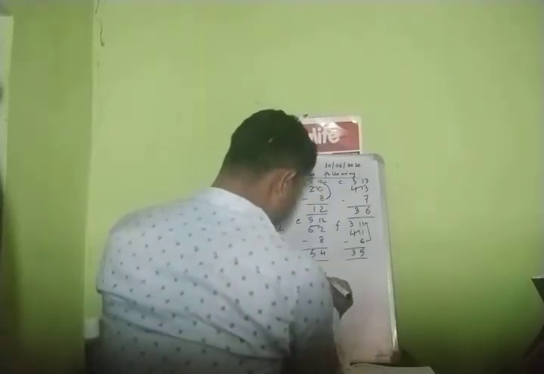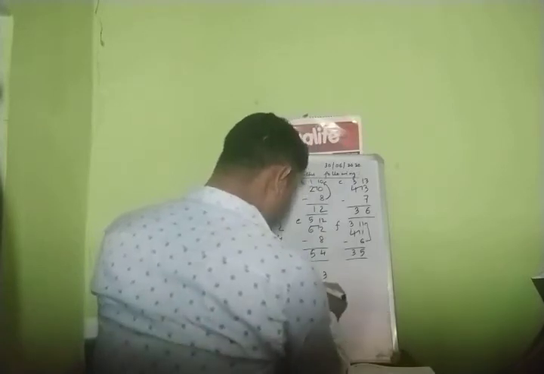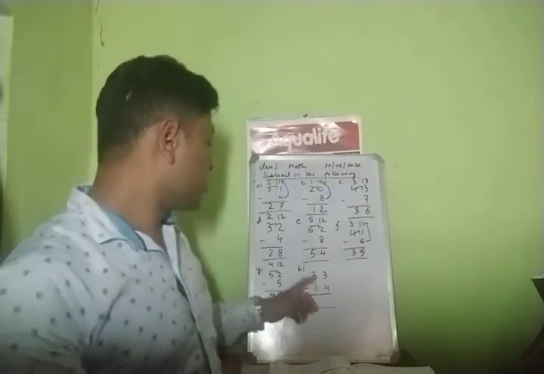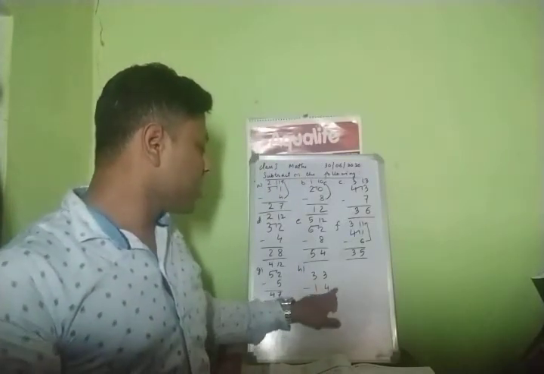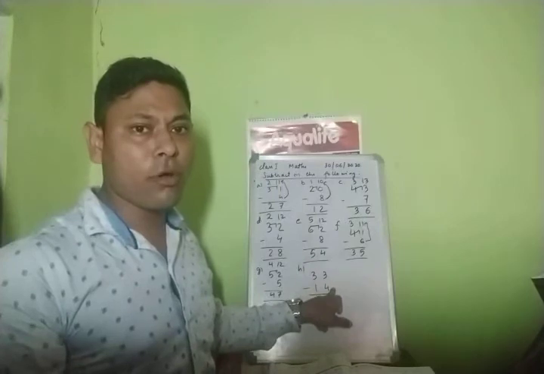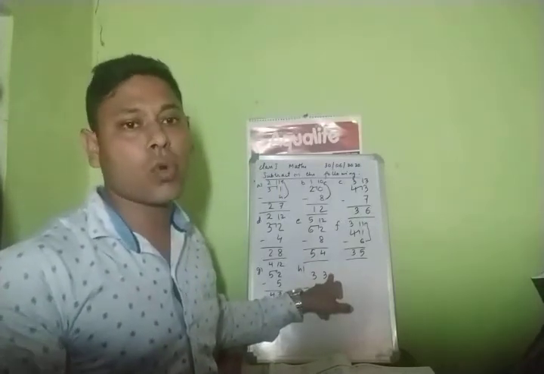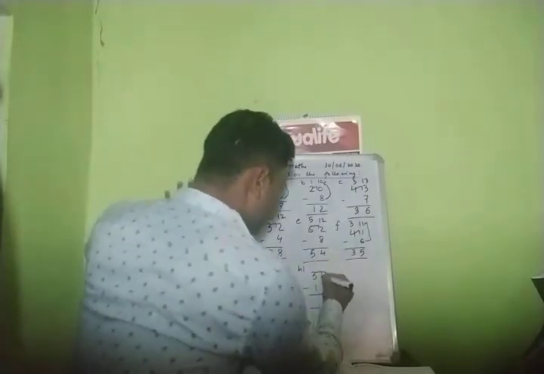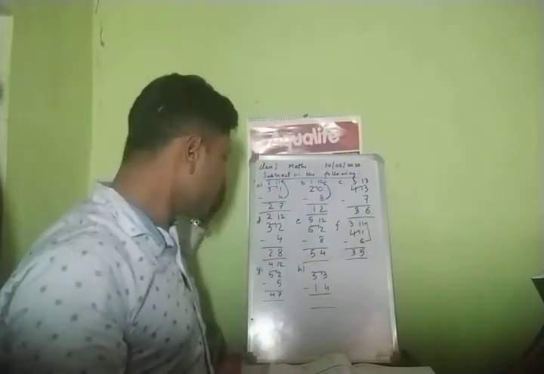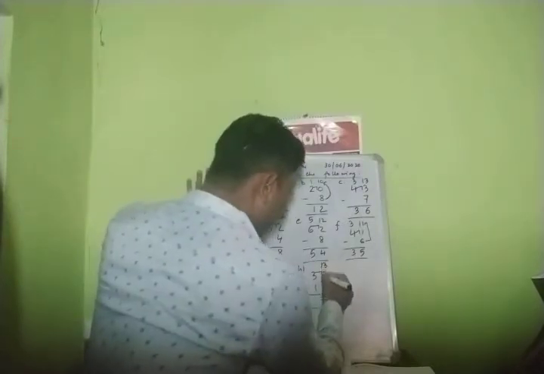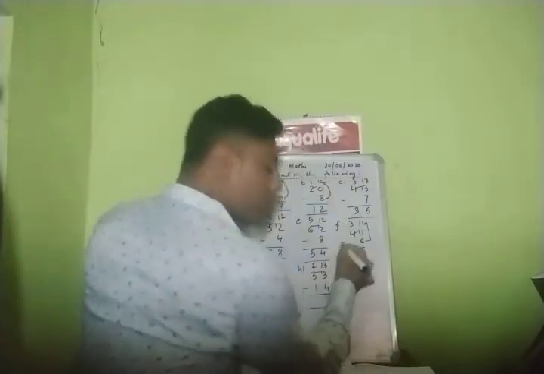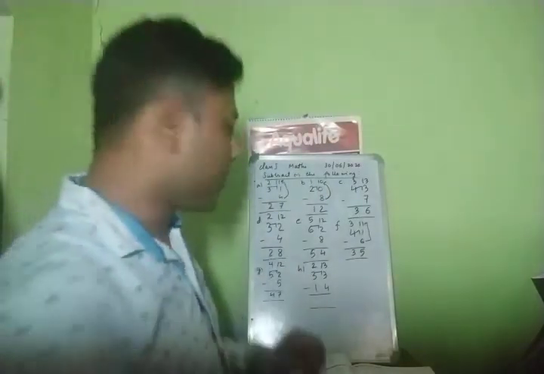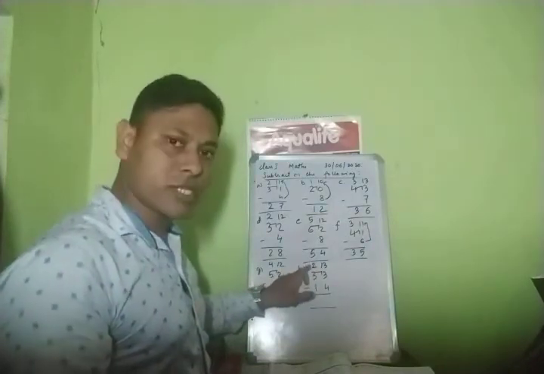33 minus 14. Alright? Now see here, what is here? 4. From 4, can you go till 3? No, not possible. Right? So, what do you have to do? You have to borrow from here. Now, what is there? 1, 3, 13. And from 3 you gave 1. That means what is left there? 2. Right? From 3 you gave 1, 2 is left.